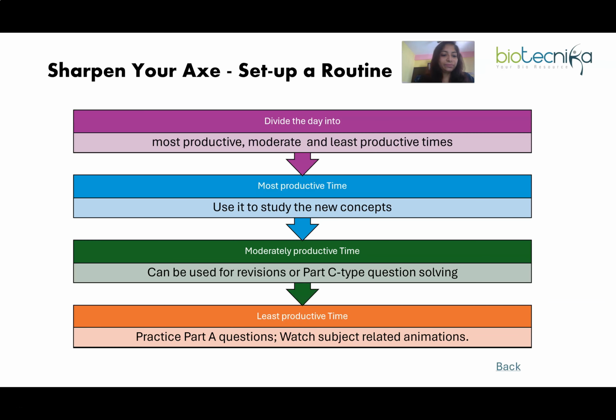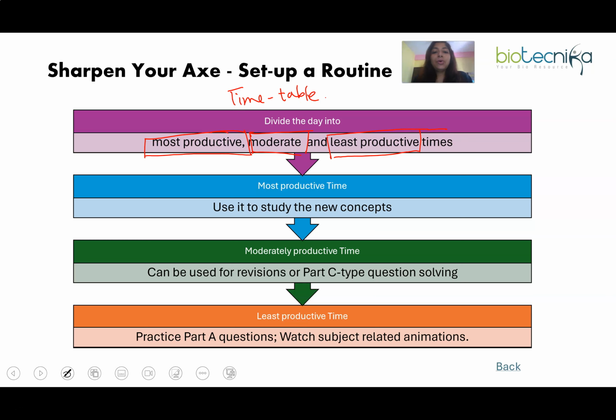One will be the most productive slot, one will be moderately productive, and the other one will be the least productive slot. Now basically here when you are setting up a plan, or a routine, in other words, you are setting up your timetable.